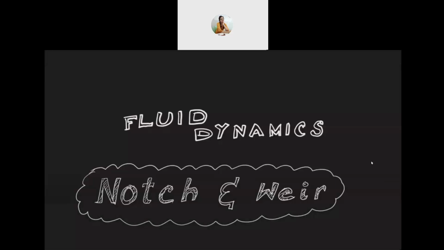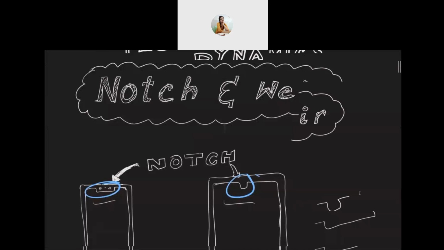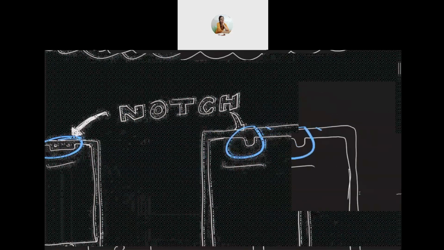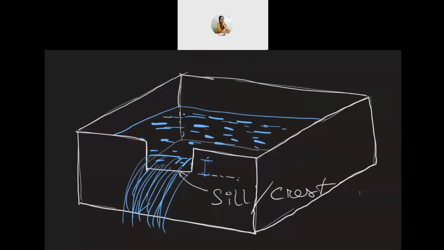So notches and weirs are also used for measuring discharges, but they're mostly used for open channels rather than pipes. A notch, as you know, is nowadays a very common thing in mobiles. So here is a notch, here is a notch. Notches have different shapes and sizes. But in our case, the notch will be something like this, where you'll have water here, and over the notch, water will flow out of this.